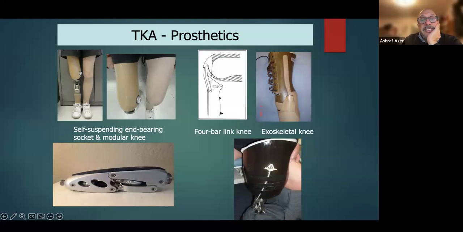How do we manage that? We put what we call a four-bar knee, and when it bends it goes underneath the socket, so we try to minimize the socket.